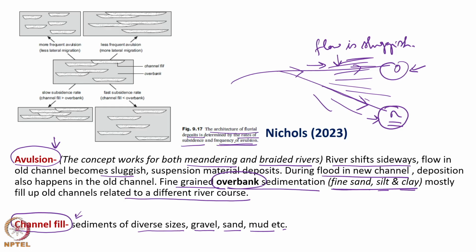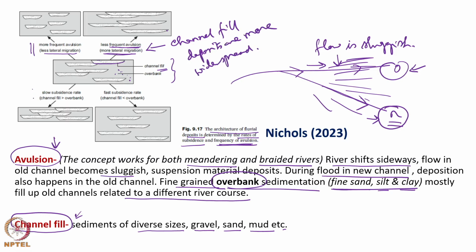The frequency of shifting of the river and fill up by the overbank deposit, and the subsidence rate where sedimentation is happening. We start from this channel fill deposit, and this is the overbank deposit. Now, 4 situations can be considered. When there is more avulsion, we have less lateral migration, and when they have less frequent avulsion and more lateral migration, we can find that the channel fill deposits are more widespread. Here the channel fill deposits are more.